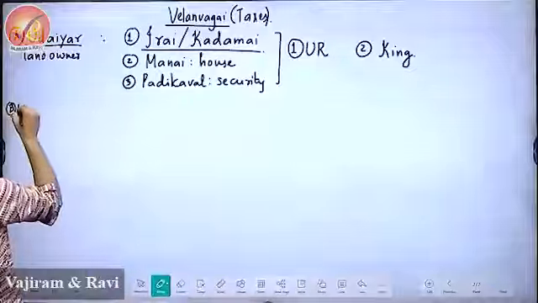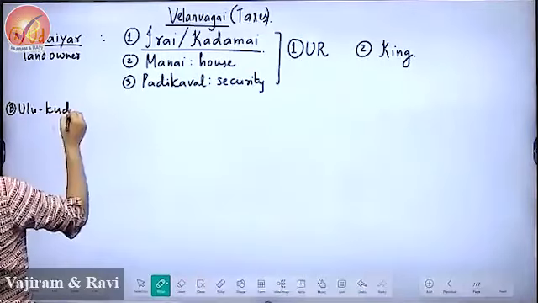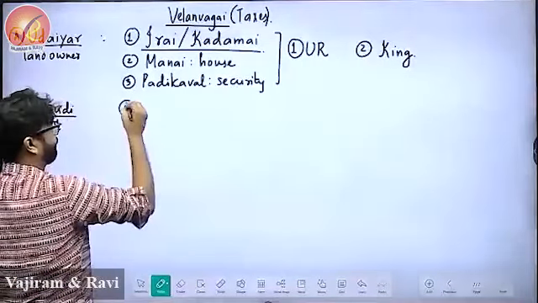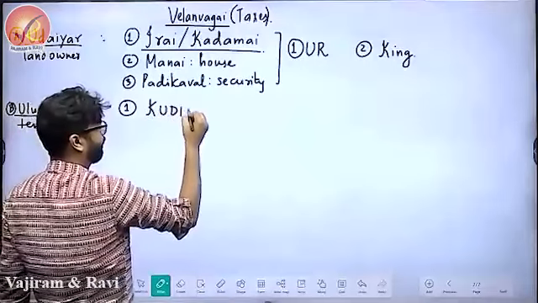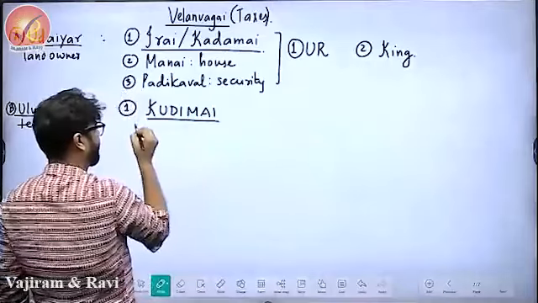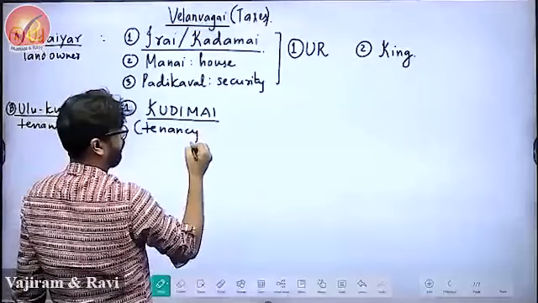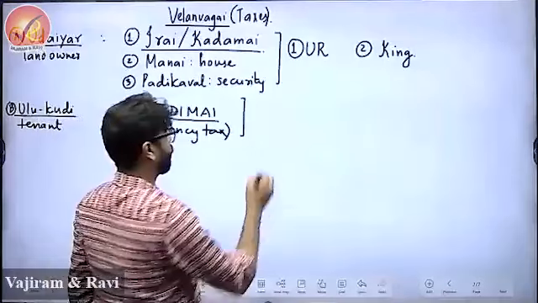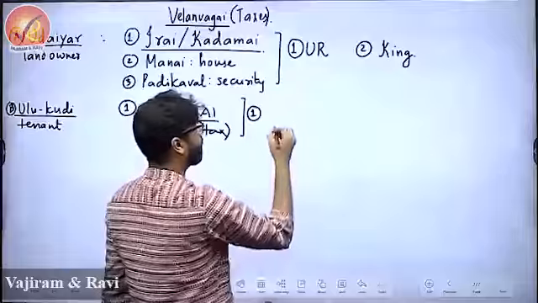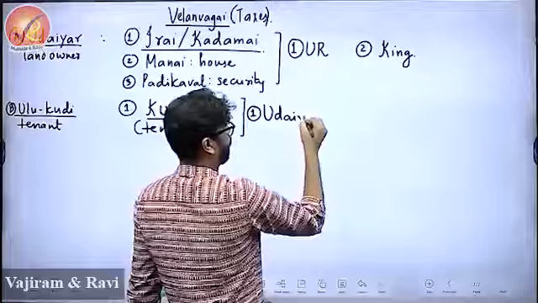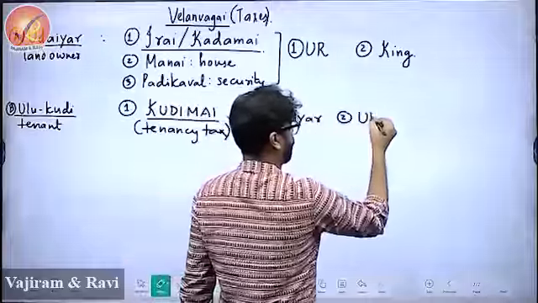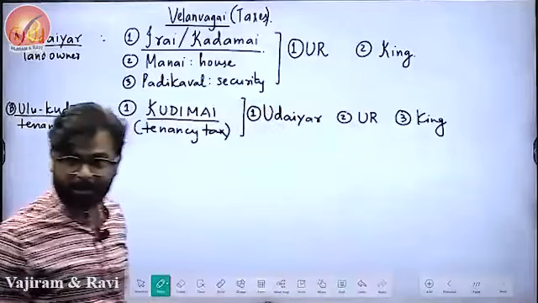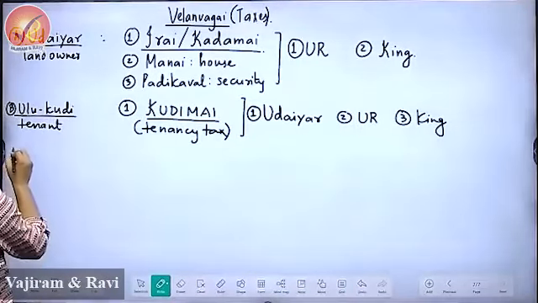B is Ulukudi. Ulukudi is the tenant. This tenant paid 1 tax only. The tax was Kudimai. It is the tenancy tax. After all, he must be working on somebody else's land. So if he is working on somebody else's land, that somebody else is a landlord. So he pays 1 portion of his tax to Udayar, the second portion to the council, and the third portion to the king. It is so easy. So he pays 1 tax thrice. Then comes number 3, C.